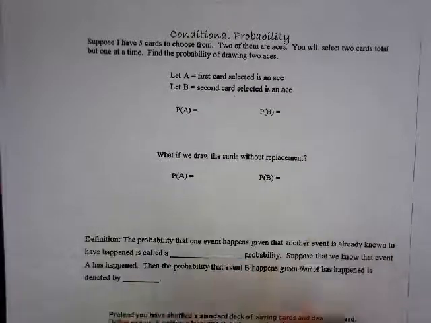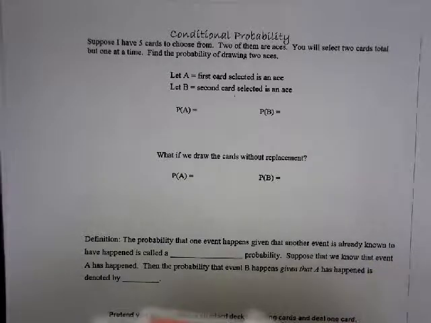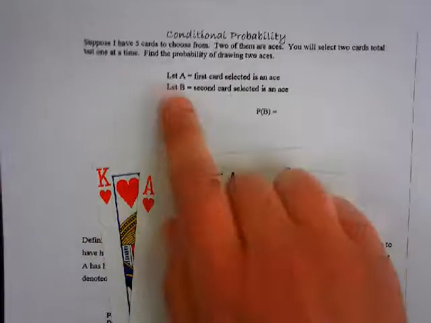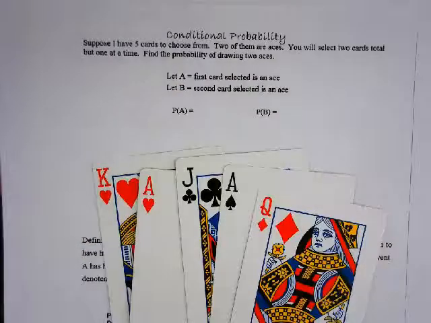All right, so my example says, suppose I have 5 cards to choose from. You guys can see my cards. 2 of them are aces. We're going to select 2 cards, and we want to find the probability that we draw 2 aces. We define event A, first card selected is an ace. Event B, second card selected is an ace.